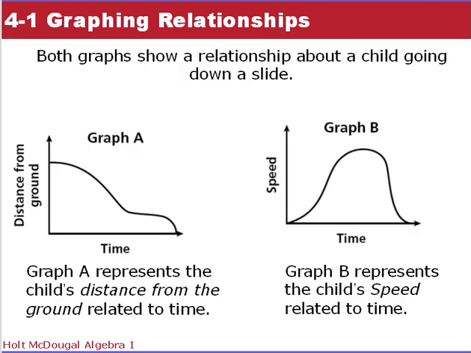Now let's look at these graphs here. Both graphs show a relationship between a child going down a slide. The graph on the left, graph A, represents the child's distance from the ground related to time. So over time, the child gets closer to the ground. Graph B represents the child's speed over time. So he starts out slow, hits a part, picks up some speed, and then he slows back down before he gets off the graph. So it's really important to figure out again how your axes are labeled, because these graphs look very different, but they both show a child going down a slide.